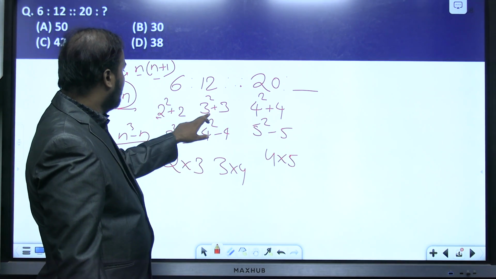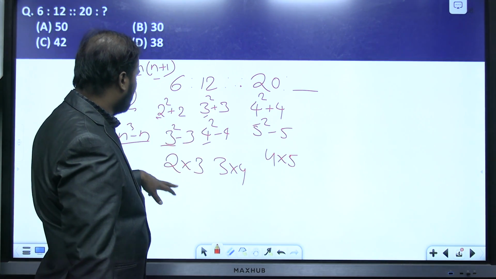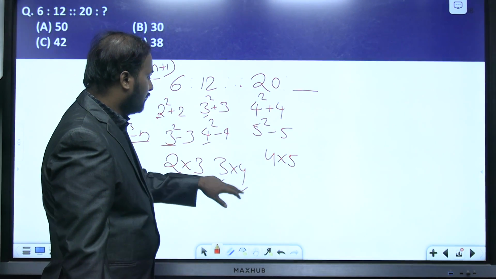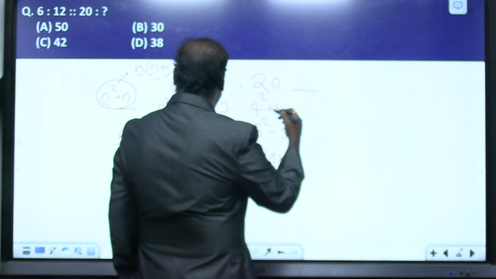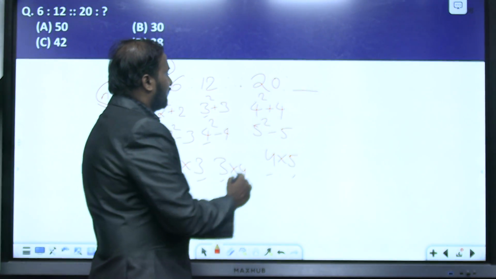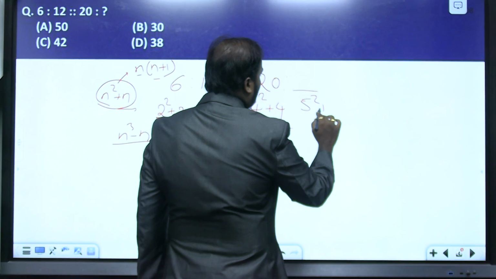So here 2, here it is 3, here 3, here 4: 2 into 3, 3 into 4. The same way 4 into 5. And what's your answer? So similarly, I can say that if I write in the format of n square plus n, it is like 5 square plus 5.